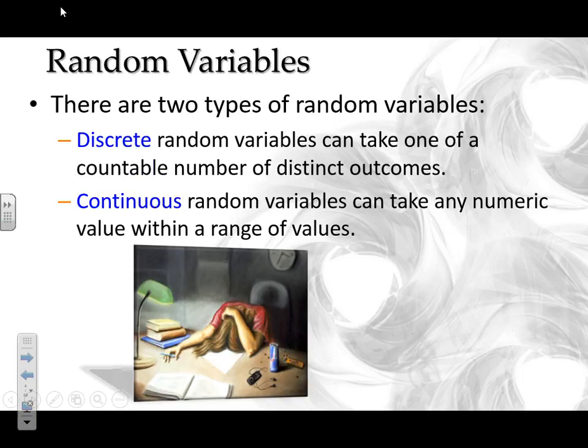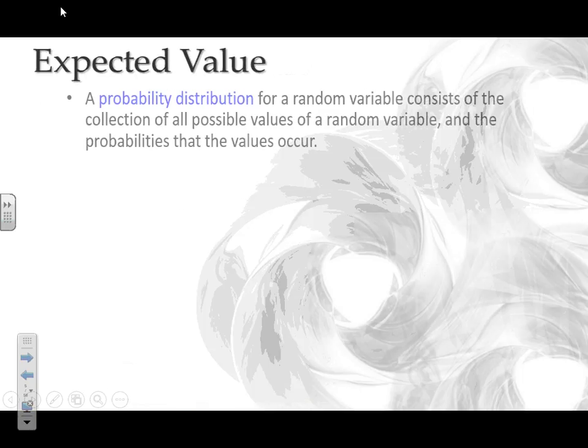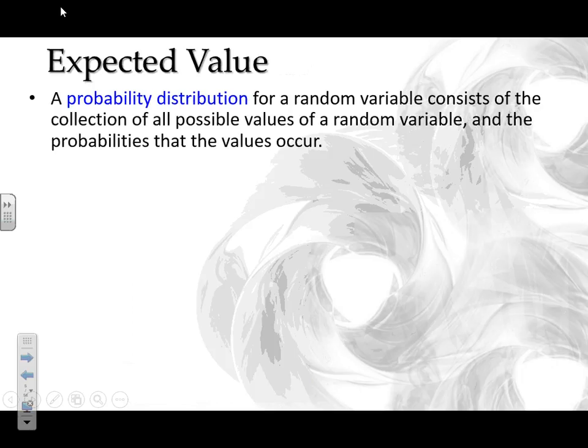So, like we just discussed, discrete random variables, this is what we're going to discuss today. Continuous, we're going to discuss tomorrow. Now, with discrete random variables, the first thing we're going to talk about is called expected value. Now, expected value is going to come from the idea of a probability distribution. This is something we talked about last chapter.